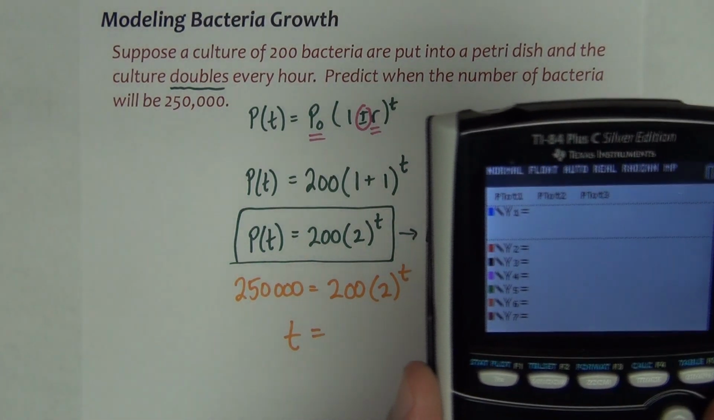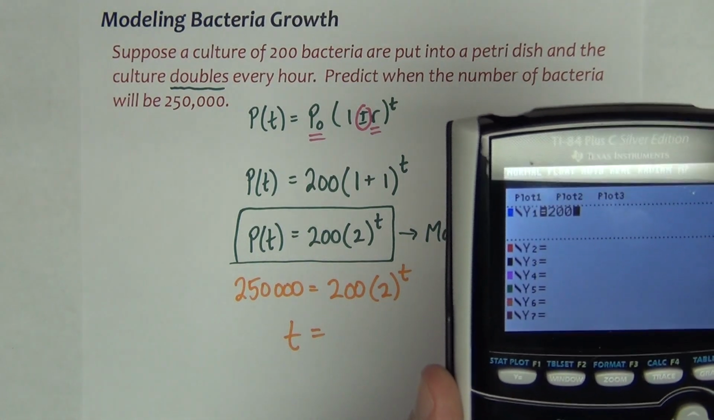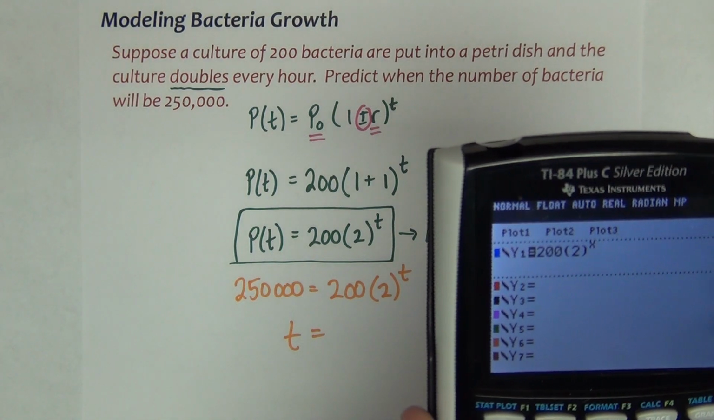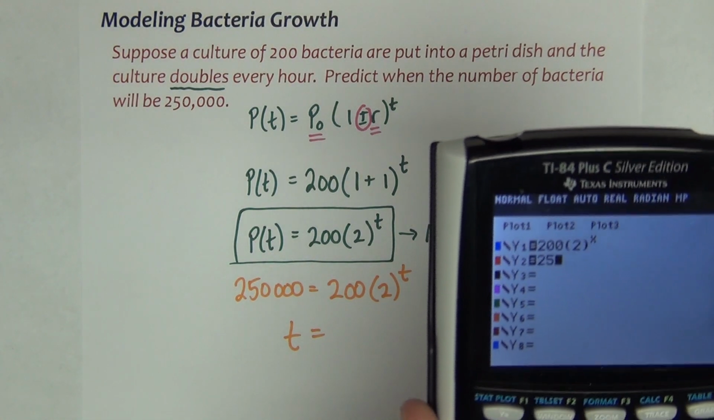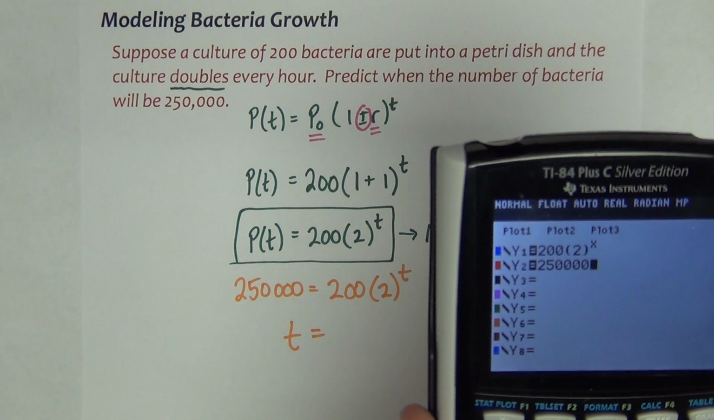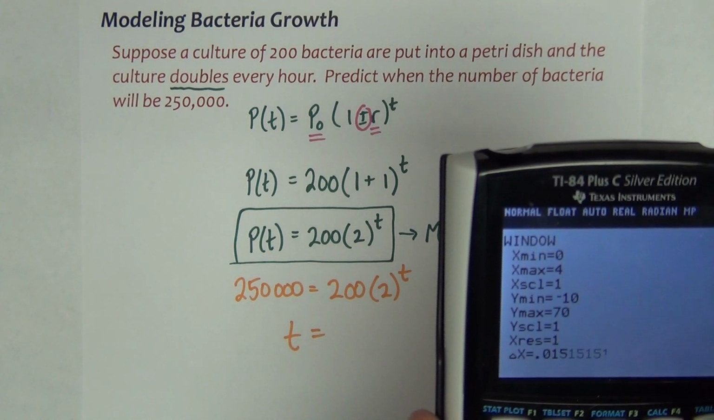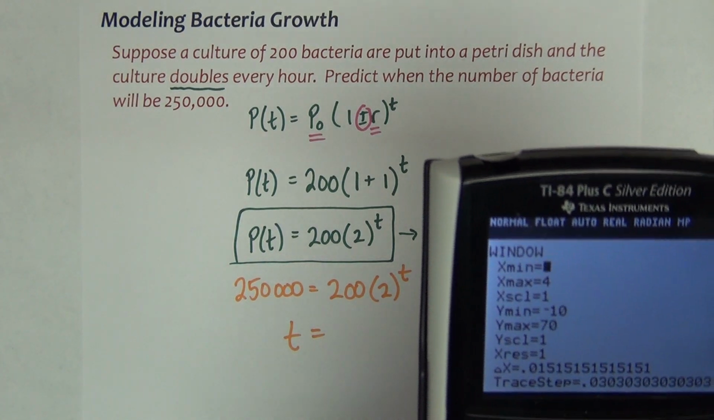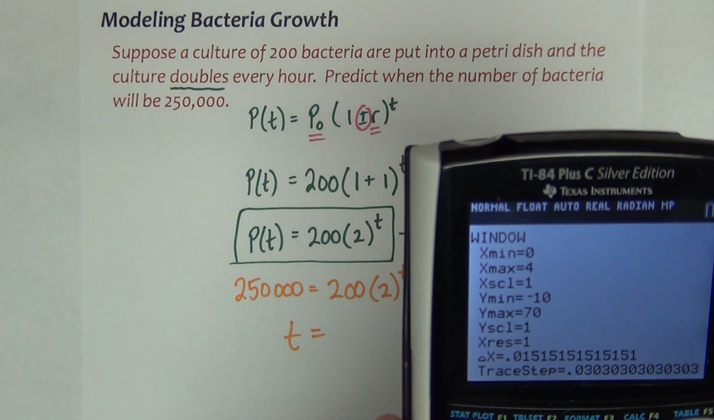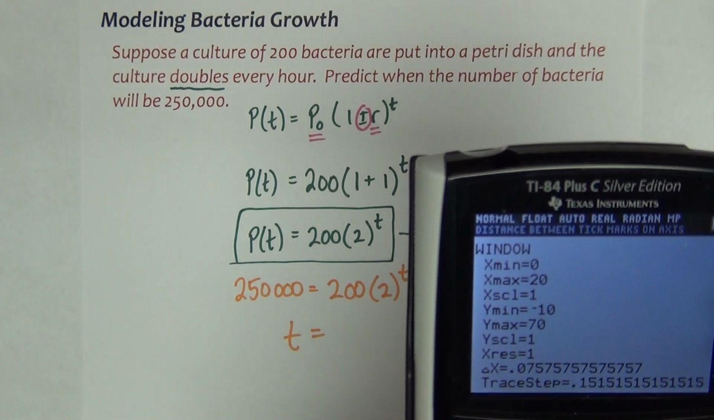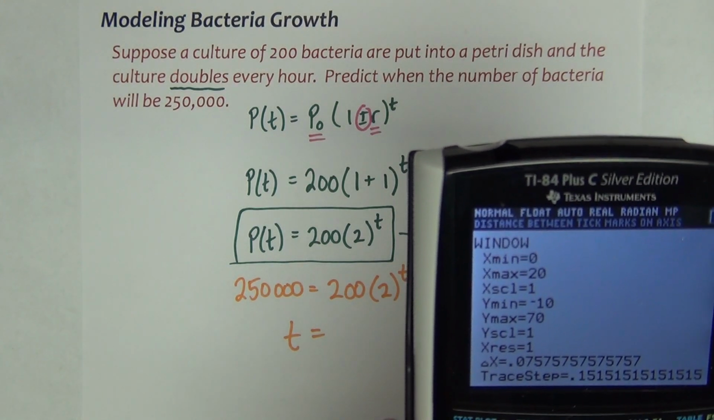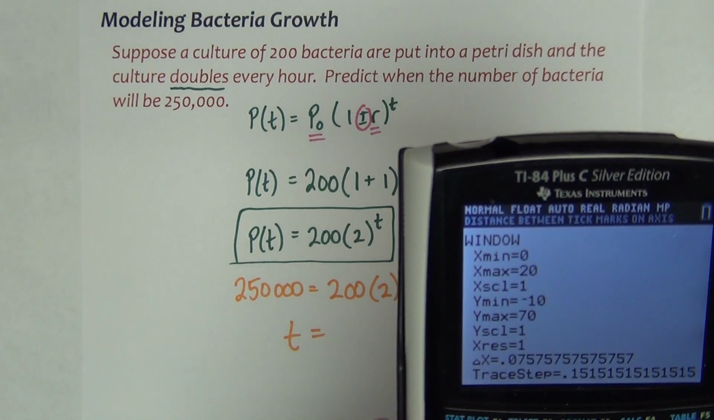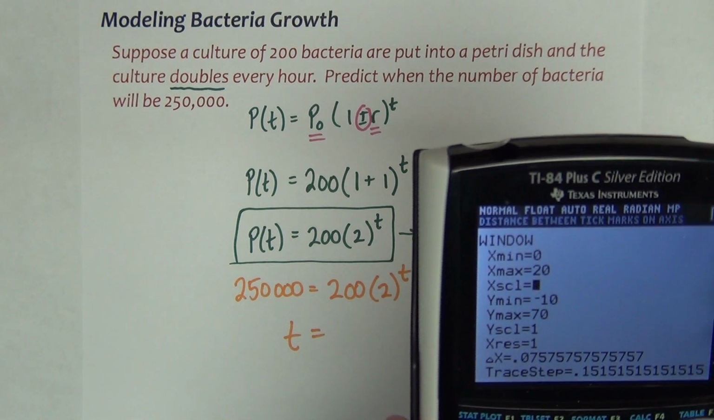On the y equals screen on my calculator, I'm going to type in 200 times 2 raised to the x. The x can be t, so that's one function, and then the other one is simply 250,000. Now I need to go into my window and adjust my windows. My x in this case is time, so I'm going to set my time maybe 0 to 20. That's partly just a guess. I know that I'm doubling, so 200, 400, 800, 1600. The numbers are getting fairly large fairly quickly, so I don't think I need to go too far out on the x-axis.